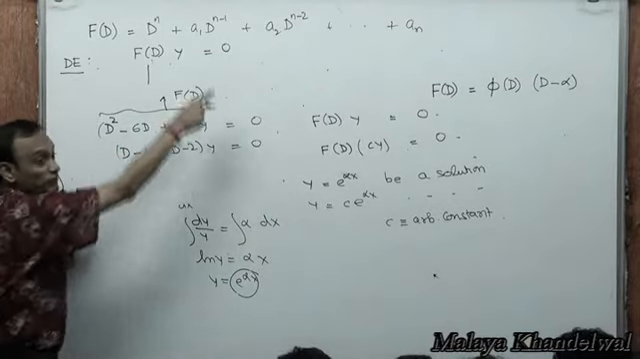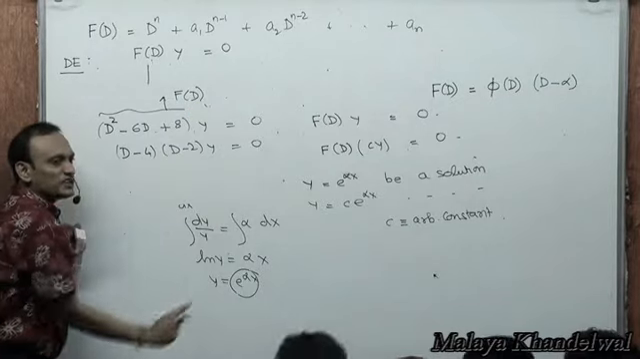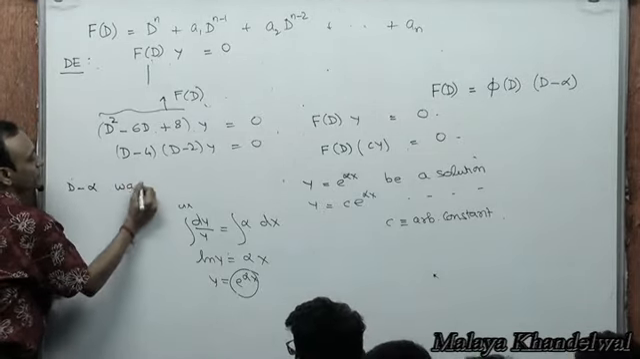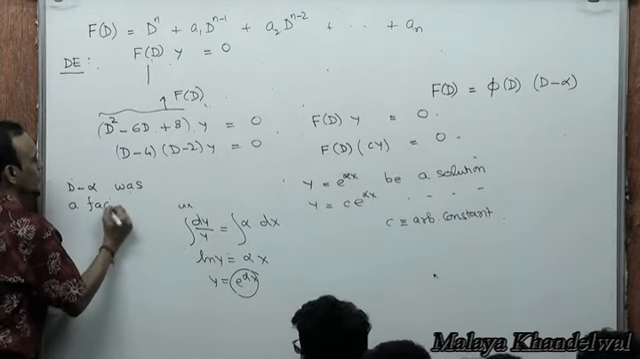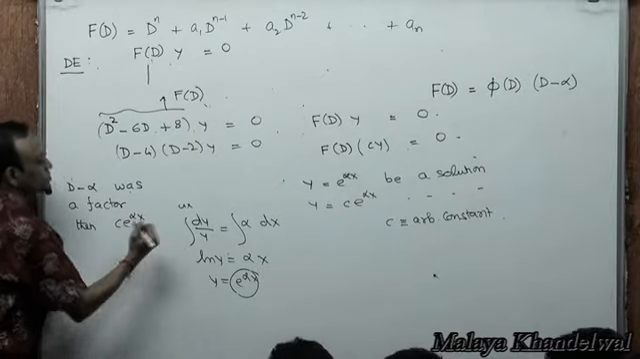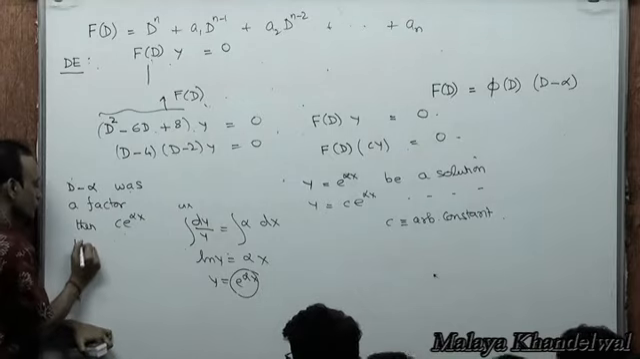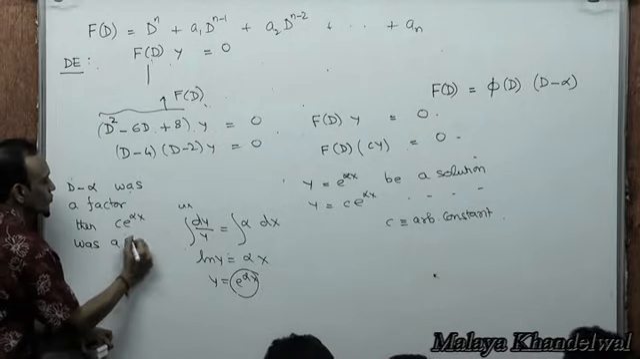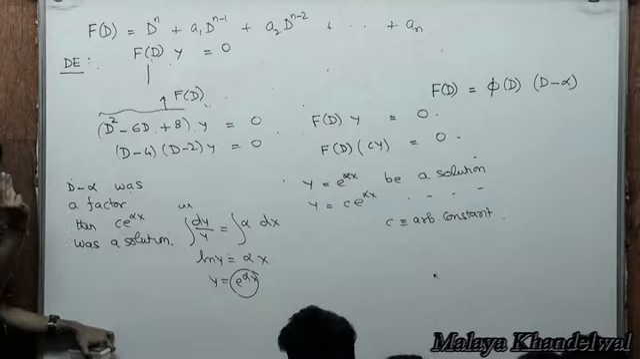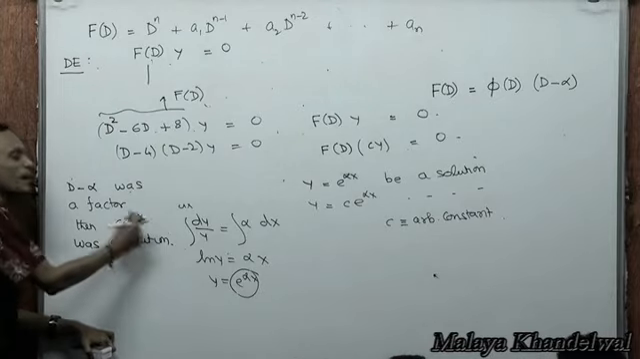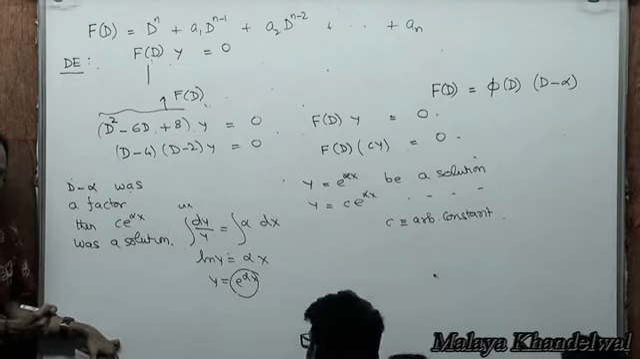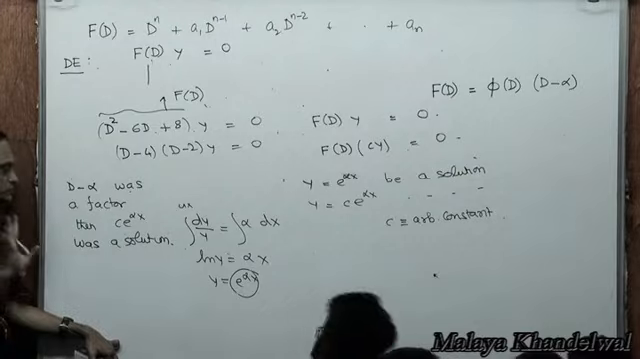Now, if D minus alpha was a factor, c e power alpha x was a solution, isn't it? If D minus alpha was a factor, then c e power alpha x was a solution to the differential equation. Yes or no? If D minus alpha was a factor of the fd operator, then c e power alpha x was a solution to the differential equation. Is there a lot of confusion? No? Is there clarity?